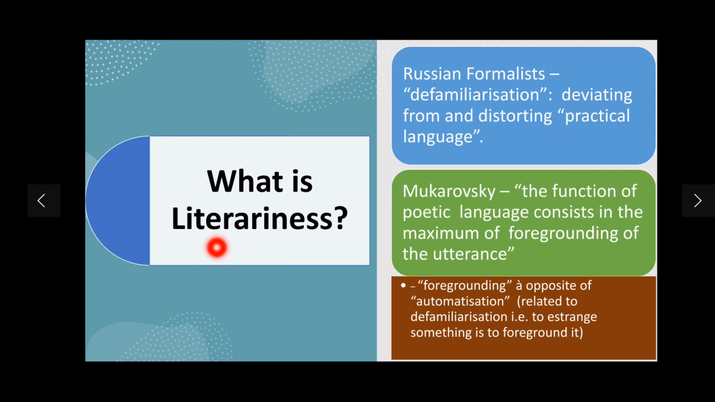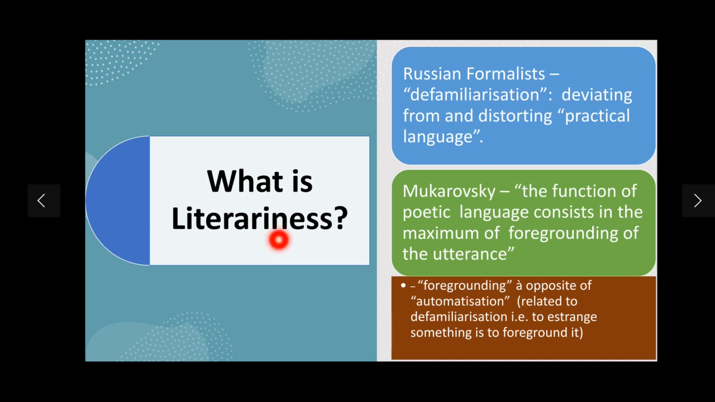Now, we will define what is literariness. Literariness is a type of formal writing style used to differentiate between literary and non-literary texts. So what comes to mind when we hear literariness? That it is a type of formal writing style. Then it is used in literary texts rather than non-literary texts.